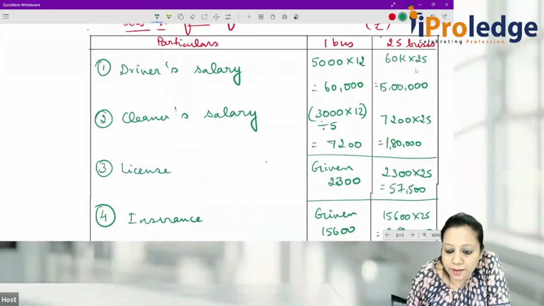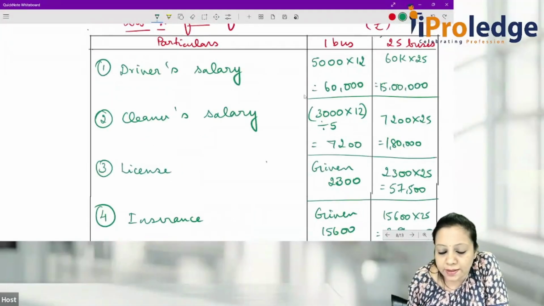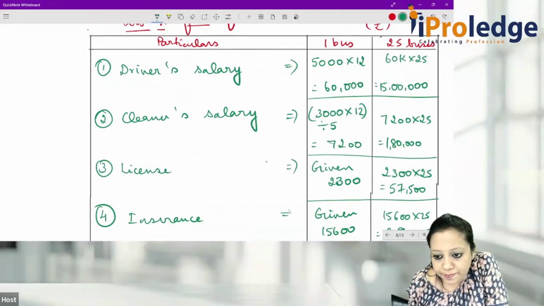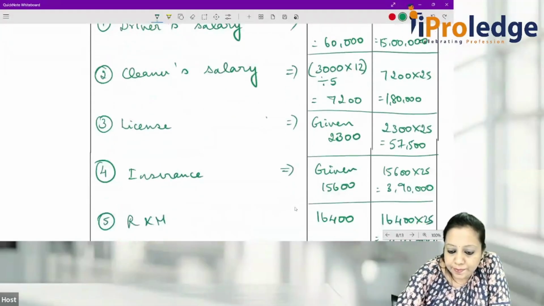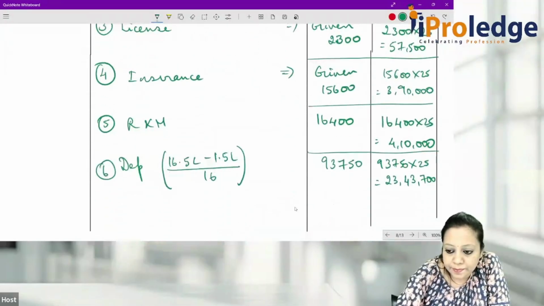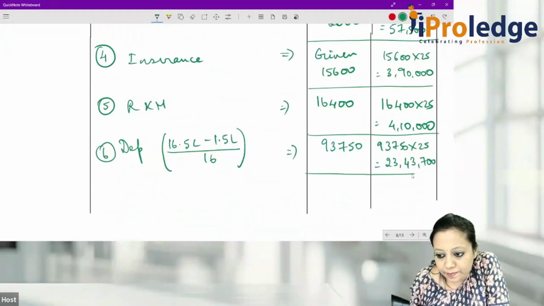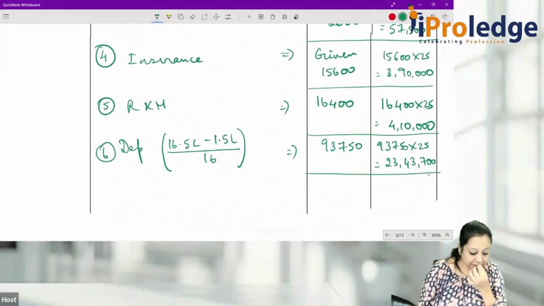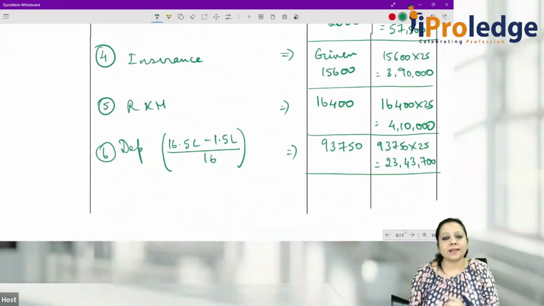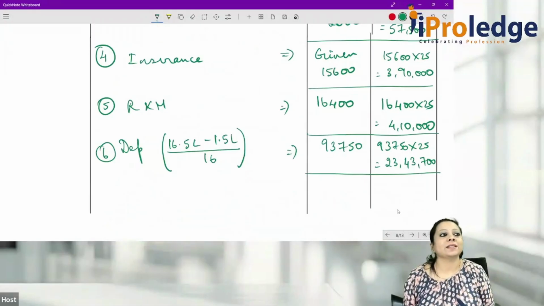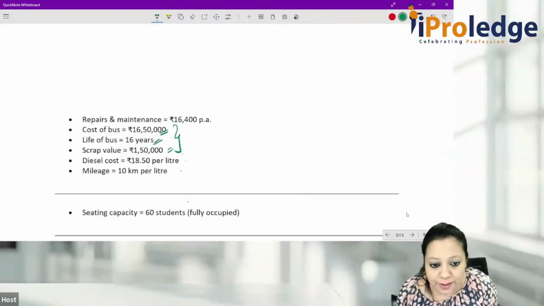Anyone who's writing, if you're getting confused, I've drawn lines so that it's easy for you. So depreciation is also over. After this, actually, it's pretty easy. Now, after this only comes the little bit part which we need to concentrate on.